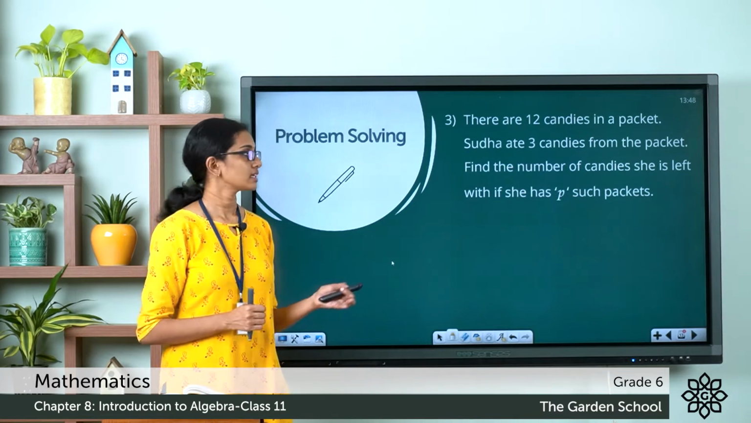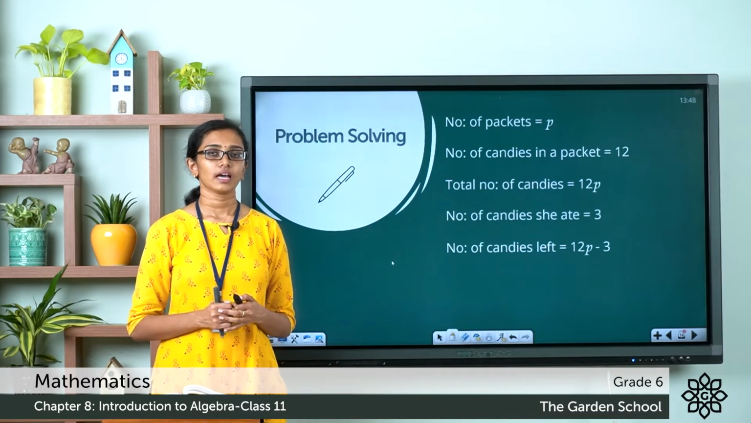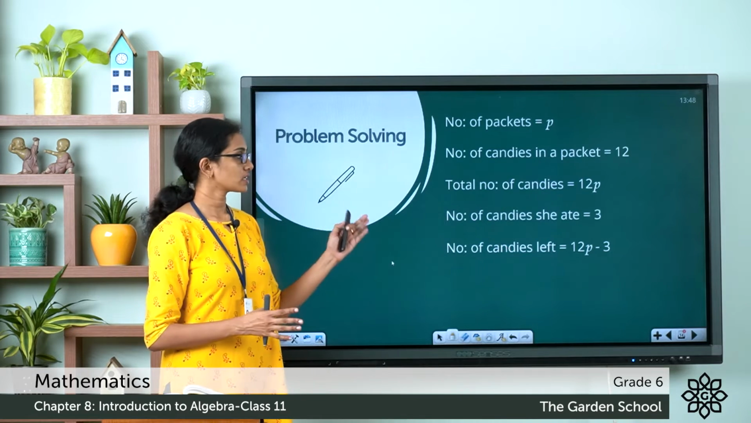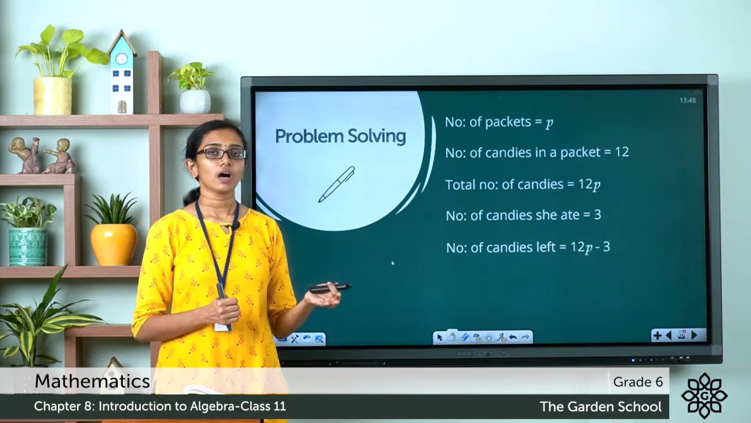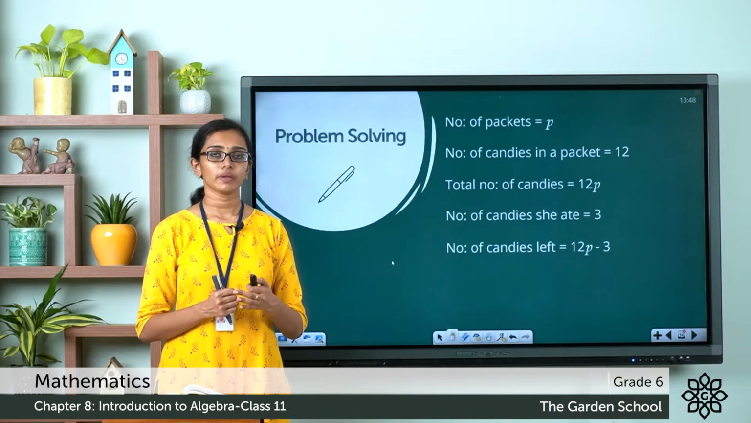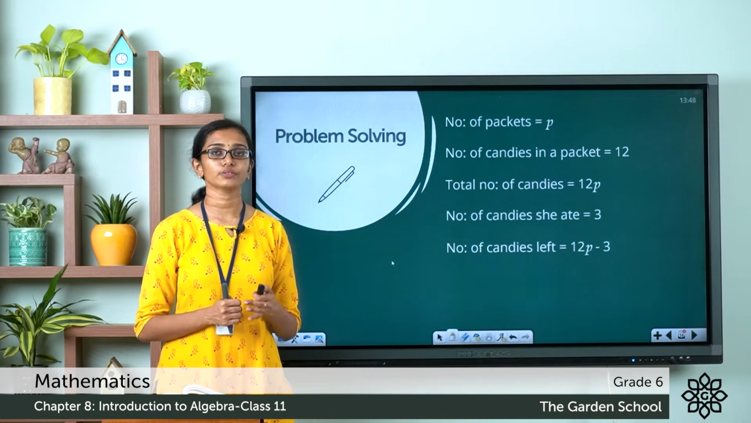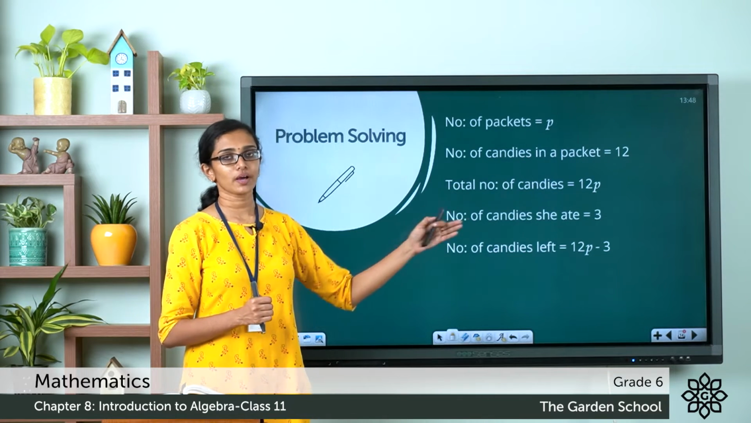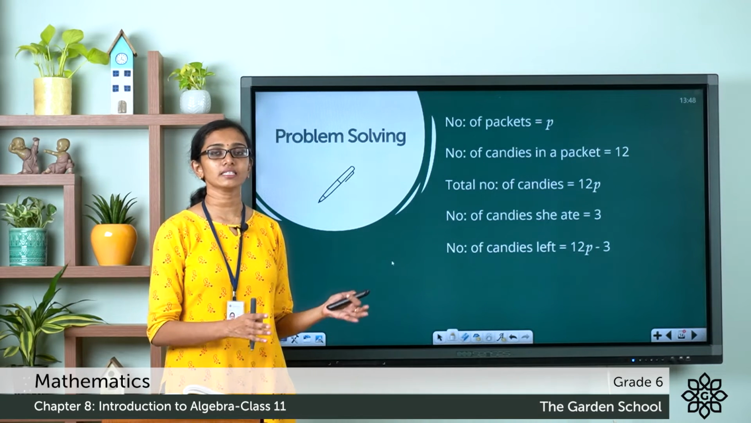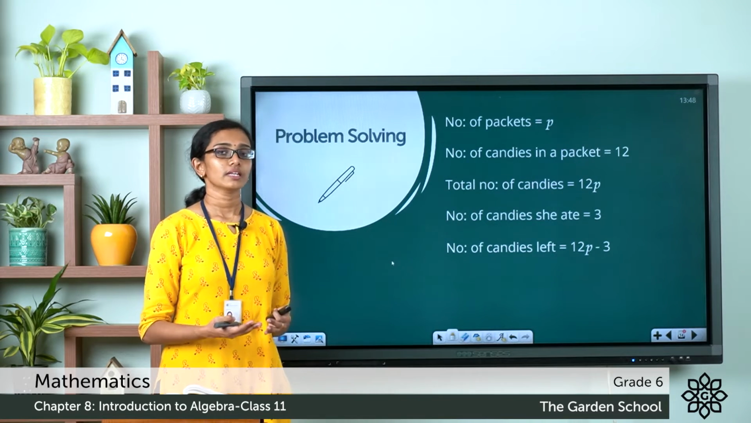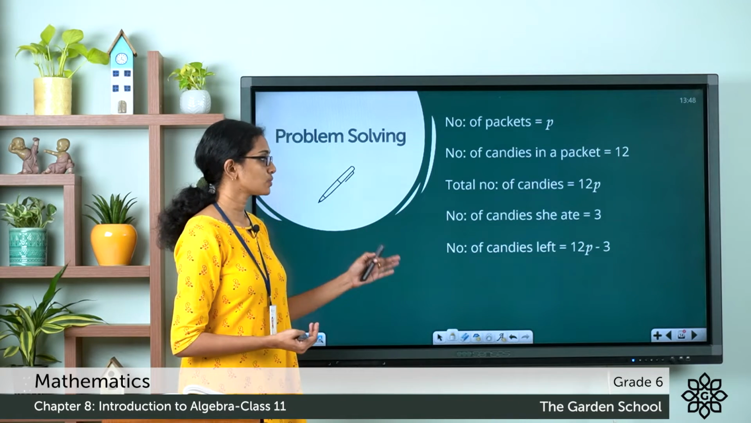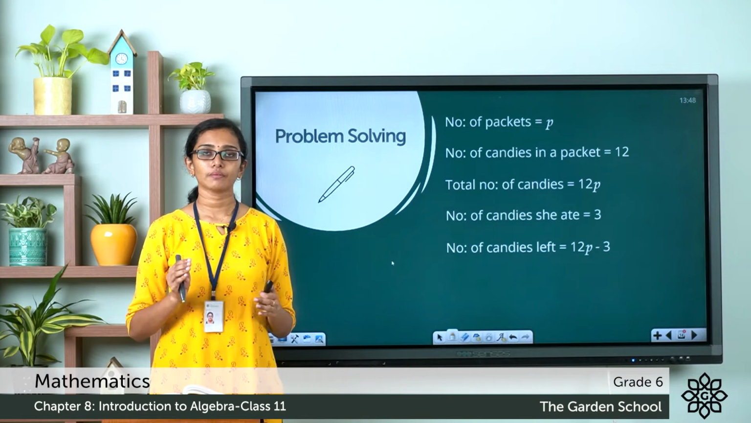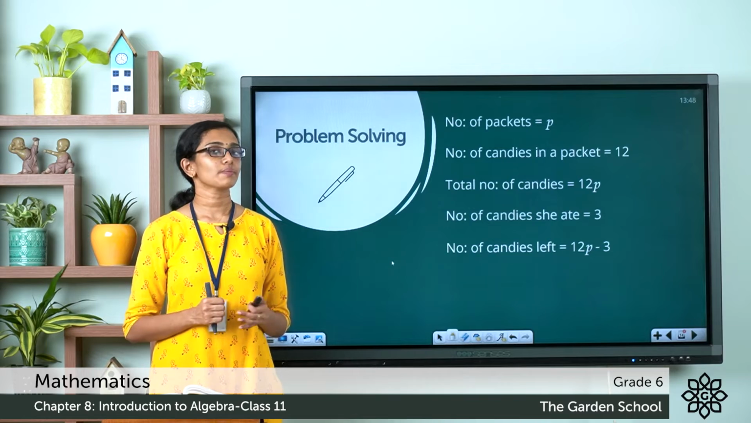So, in one packet there are 12 candies and there are a total of p candy packets. And how many candies did she eat? She ate 3 candies. Now, the number of packets is equal to p. The number of candies in each packet is equal to 12. Hence, the total number of candies will be equal to 12 times p, or 12p. And she ate 3 candies from among these. So, the remaining number of candies will be equal to 12p minus 3. See how we formed an expression based on the question given. So, that's about question 3.